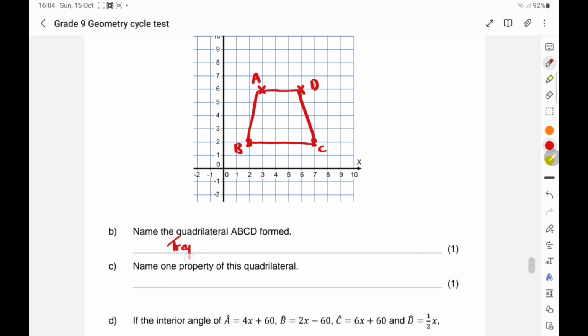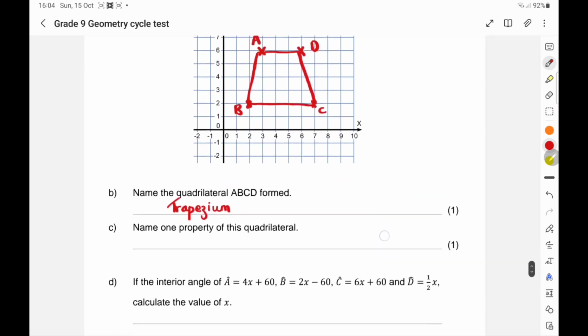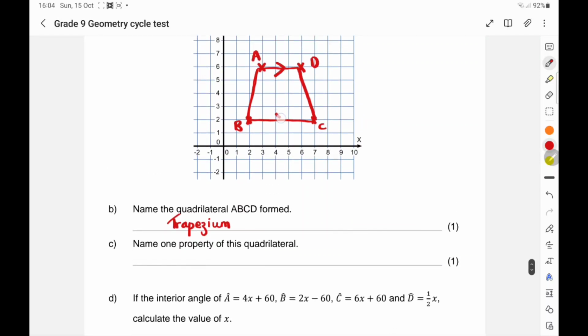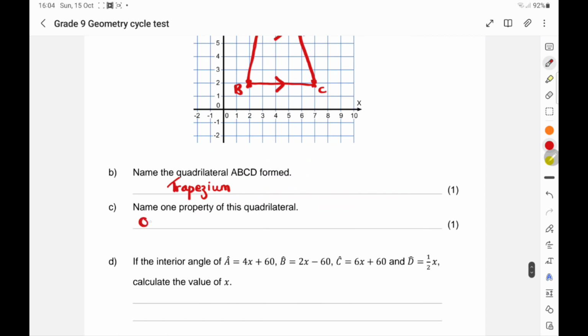It's a trapezium, the only quad with only one property. Name one property of this quadrilateral, and the one that we know is that one pair of opposite sides are parallel.